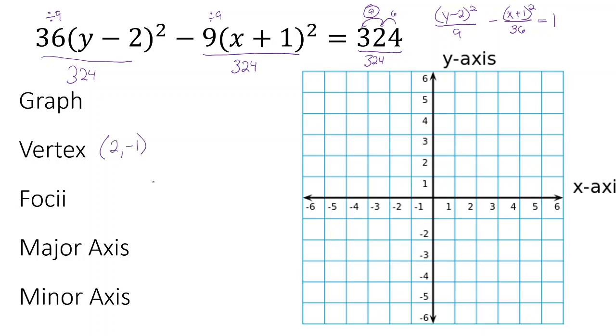All right, major axis is going to be in the y, so that's going to travel vertically. And a squared equals 9, so a equals plus or minus 3. Horizontally is b squared equals 36. B equals plus or minus 6. And so that's going to allow us to find the coordinates of our graph. So this will fit on my graph, so I'm very happy about that.